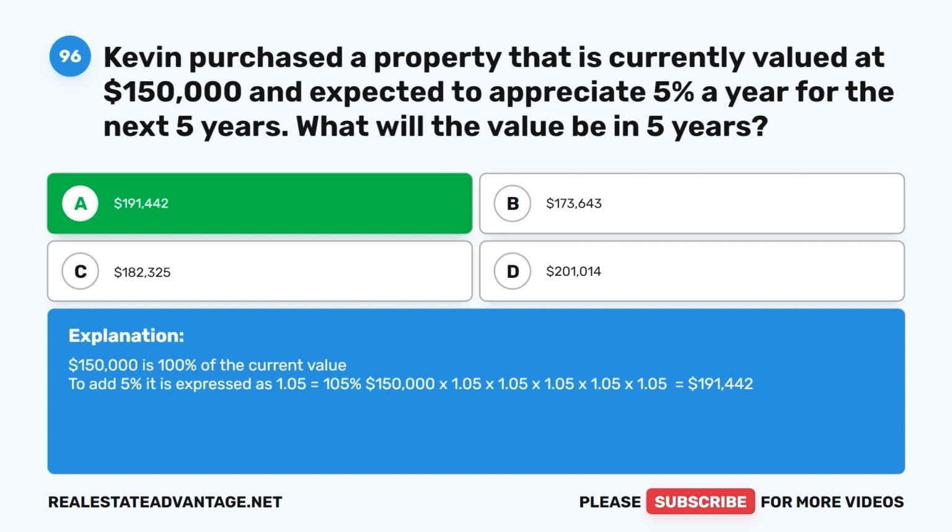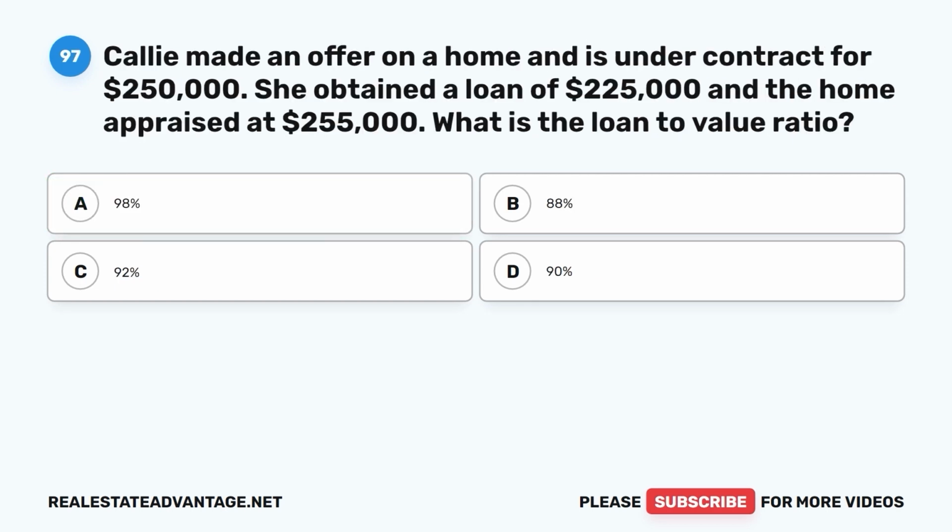$150,000 is 100% of the current value. To add 5%, it is expressed as 1.05, which equals 105%. $150,000 times 1.05 five times equals $191,442. Question 97. Callie made an offer on a home and is under contract for $250,000. She obtained a loan of $225,000 and the home appraised at $255,000. What is the loan-to-value ratio?